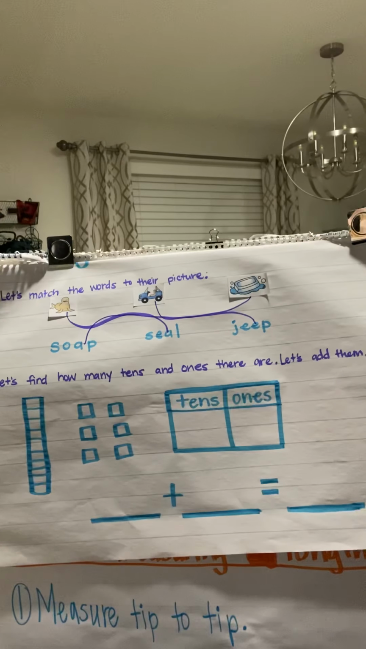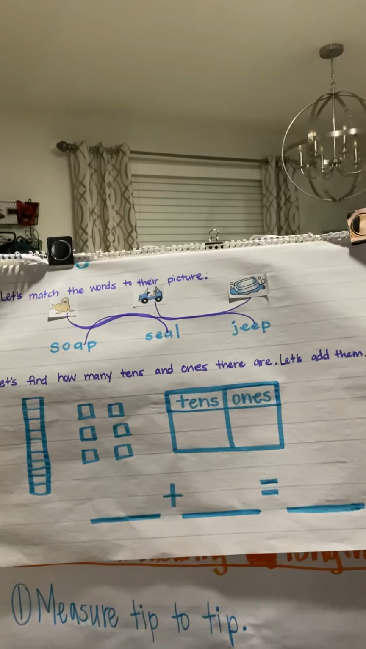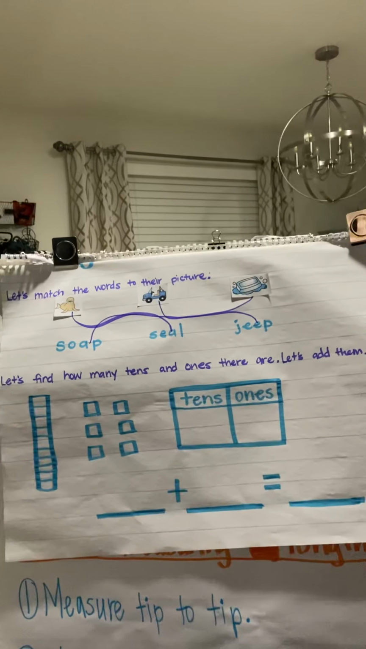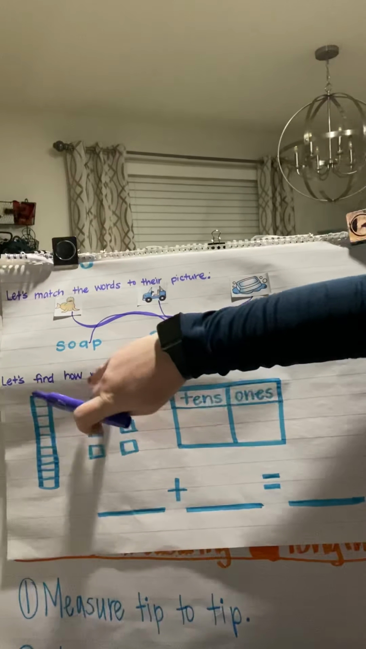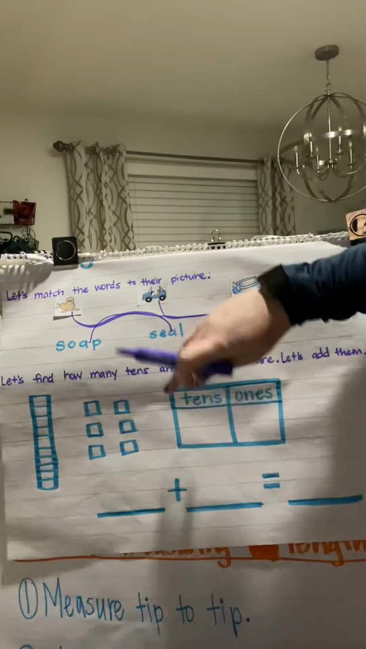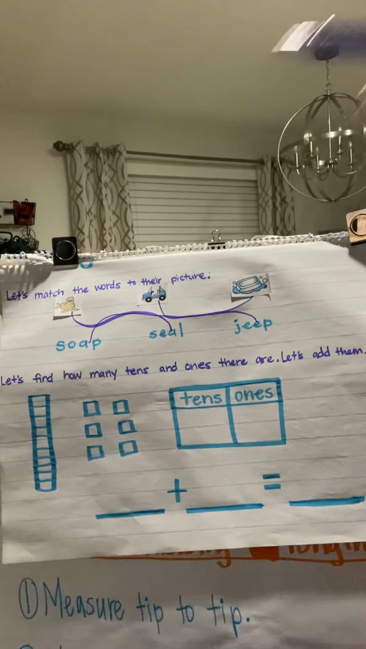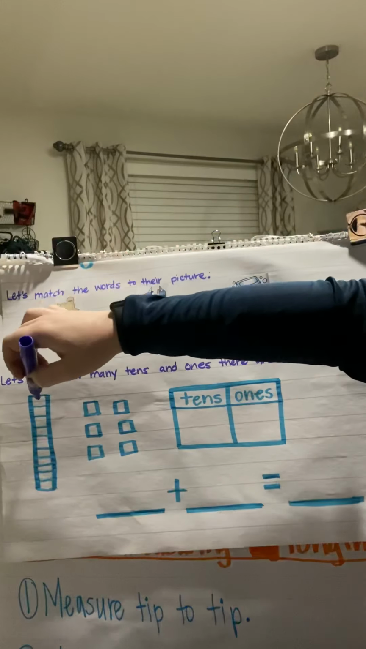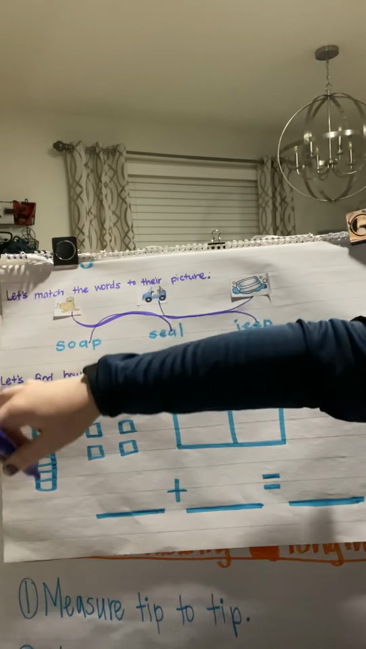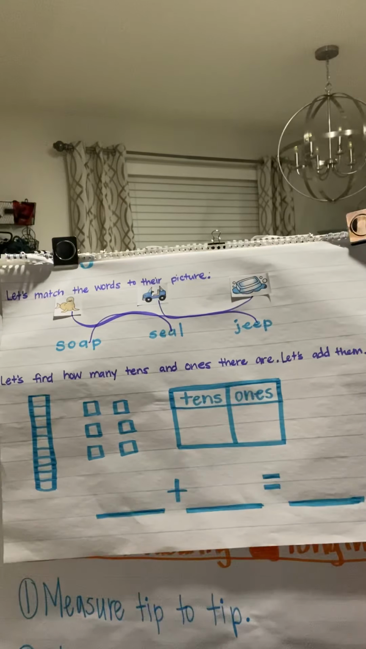And then on the last part of our morning message, we have our math part. And for math today, it says, let's find how many tens and ones there are, and then let's add them. So we have our picture here, and we need to find out how many tens and ones. So we're going to fill it in our T chart, right? It looks like a T. On this side, it says tens, and on this side, it says ones.